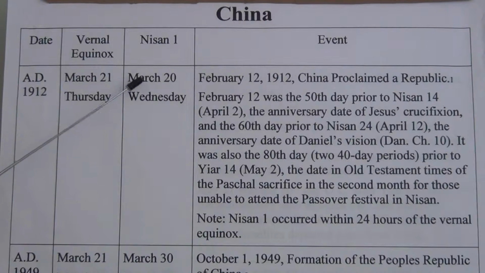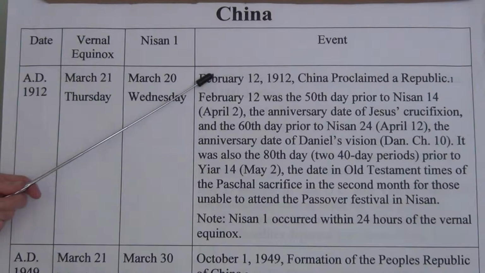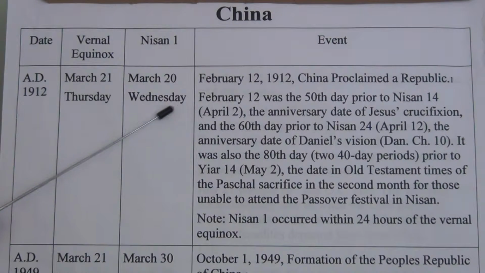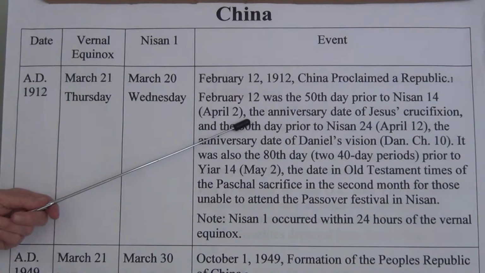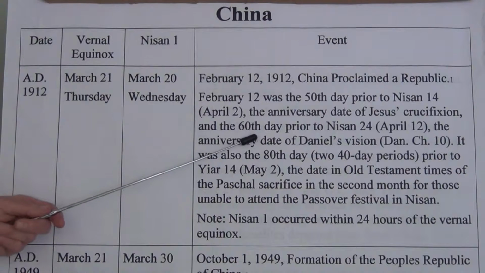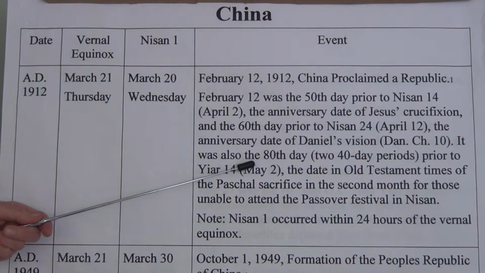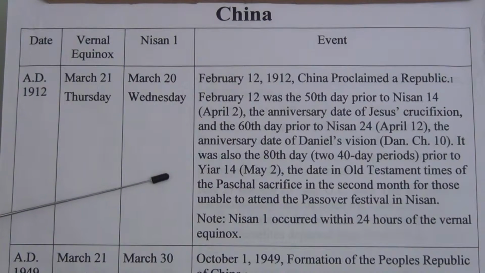Evidence of God's involvement in present time can be seen on this chart of China. On February 12, 1912, China proclaimed a republic. This was a significant event. February 12 was the 50th day prior to Nisan 14, the anniversary date of Jesus' crucifixion, and the 60th day prior to Nisan 24, the anniversary date of Daniel's vision. It was also the 80th day, 240-day periods prior to Iyar 14, the date in Old Testament times of the Paschal sacrifice in the second month for those unable to attend the Passover festival in Nisan.